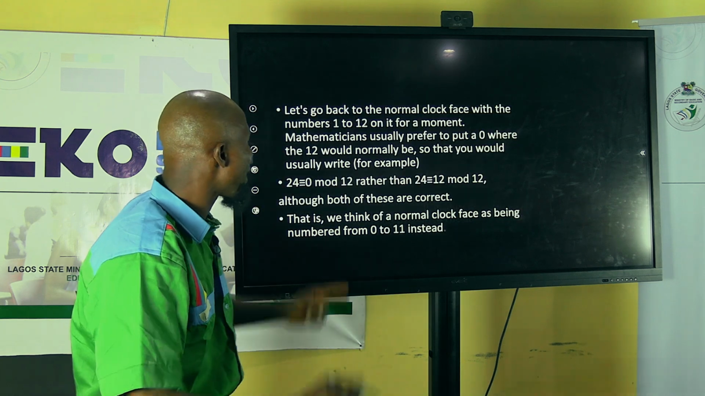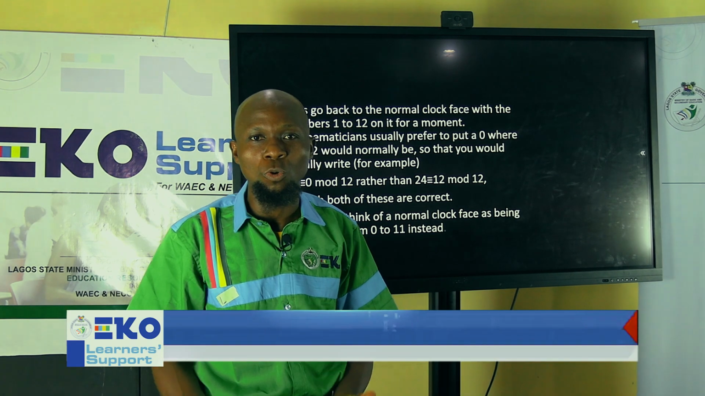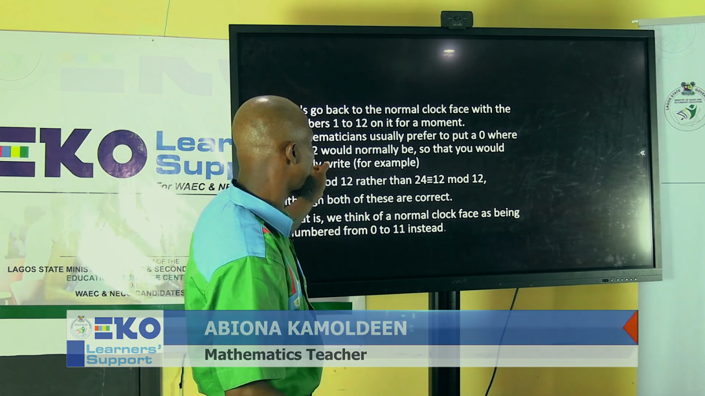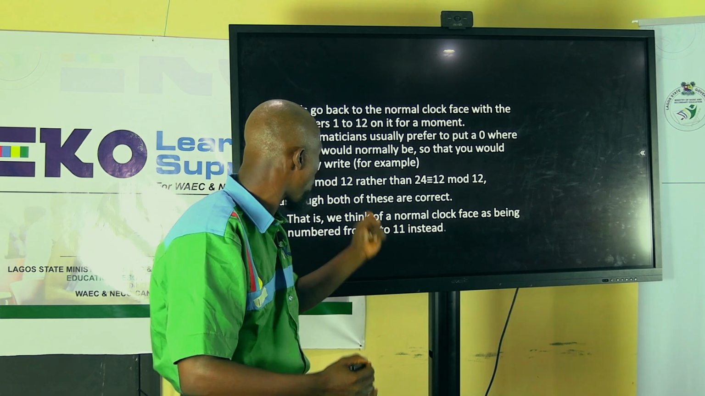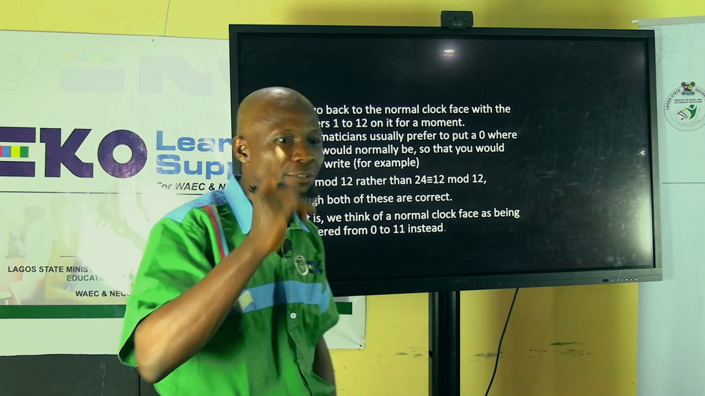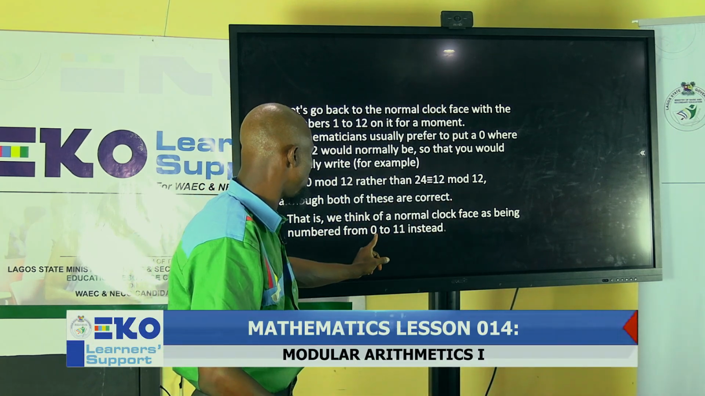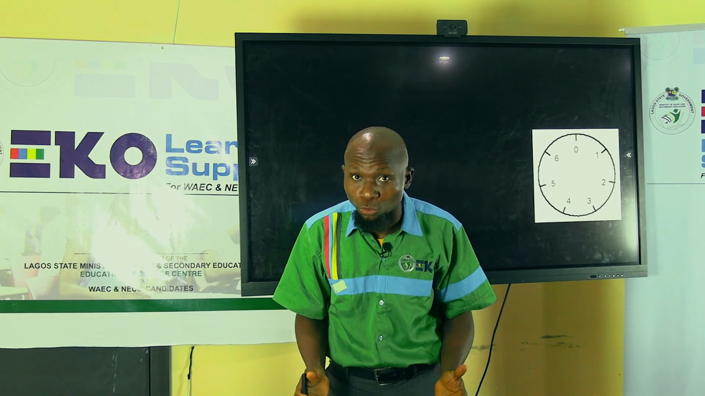Now, let's go back to the face of the clock. We label it 1 to 12. But as mathematicians, we don't want to call it 1 to 12. Instead, we refer to them as 0. We start from 0 to 11. So we have 0, 1, 2, 3, 4, 5, 6, 7, 8, 9, 10, 11. So we use 0 to 11 instead. We don't need to think of 12 alone.